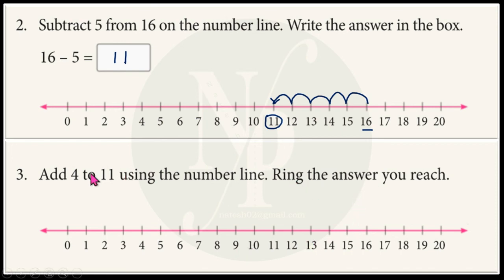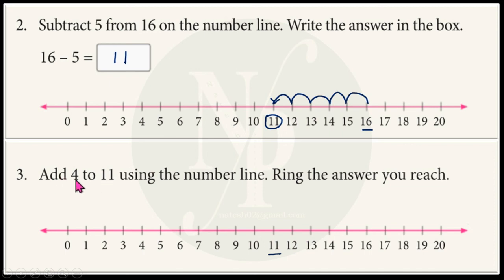So how to add 4 to 11 using the number line? Yes, first we have to locate or find the number 11 on the number line. So where is the number 11 on the number line? Yes, if you go on observing these numbers from the left, you will find the number 11 here. So let us make a mark by underlining that. Yes, we have found the number 11 on the number line. After finding this number, we have to add 4 to it.